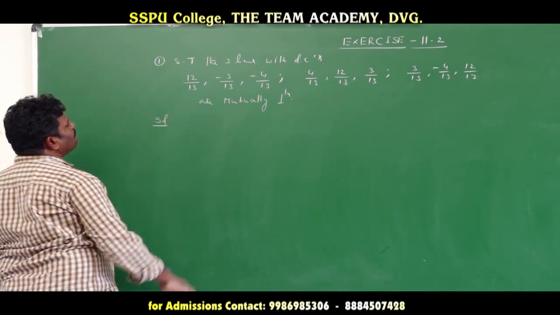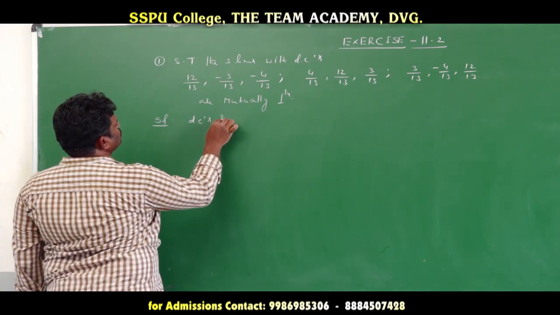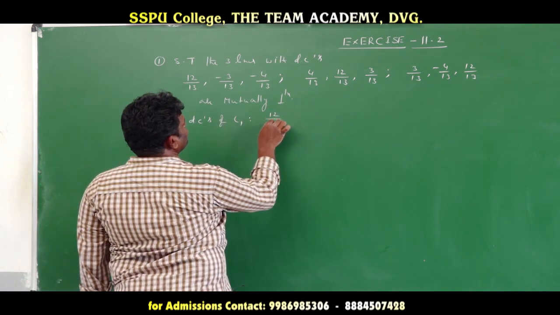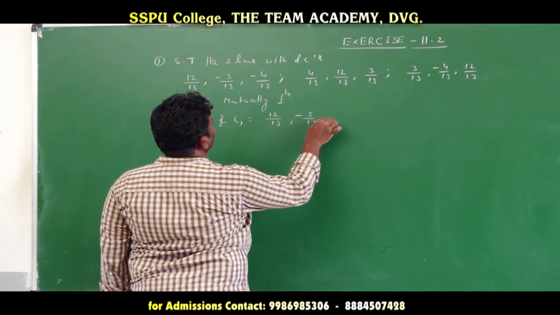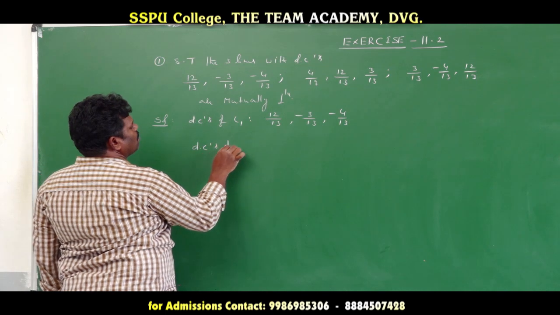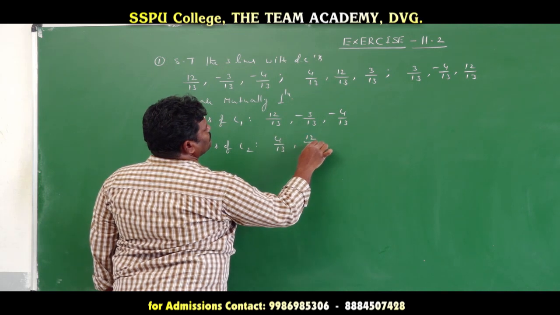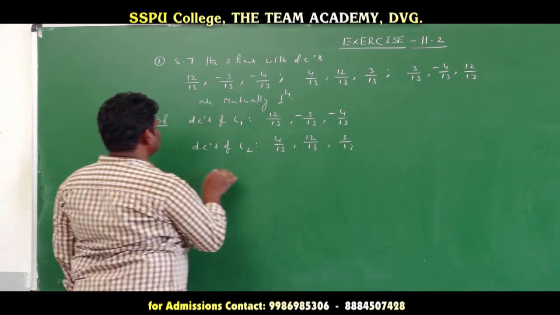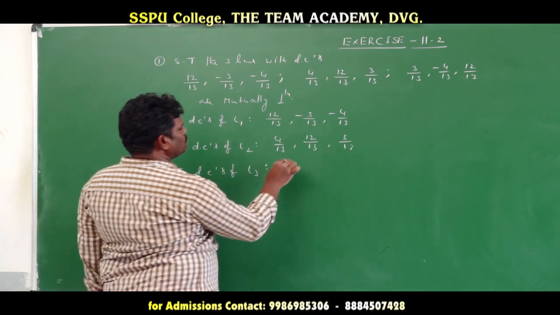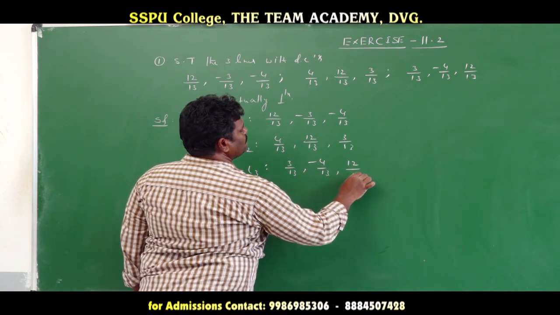The direction cosines of L1 are 12 by 13, minus 3 by 13, minus 4 by 13. Next, the direction cosines of L2 are 4 by 13, 12 by 13, 3 by 13. Next, the direction cosines of L3 are 3 by 13, minus 4 by 13, 12 by 13.